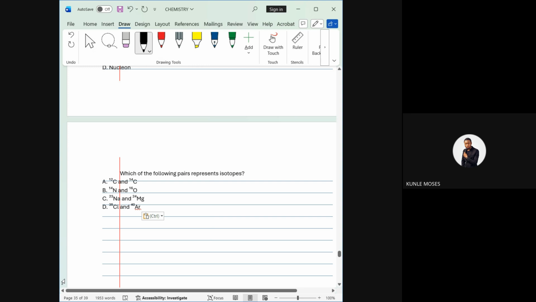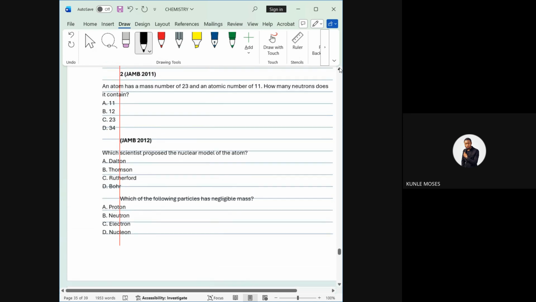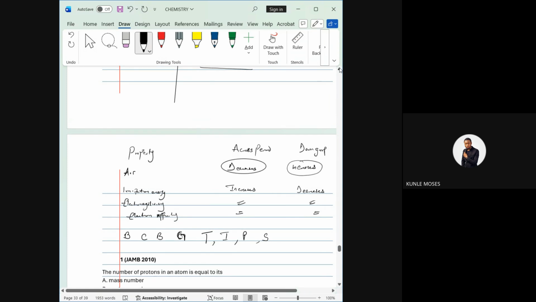So, isotopes have the same atomic number but different mass number. All these ones are very simple. Like I said, just get ready. Go and revise all your past tutorial notes. We set standard 20 questions per subject.